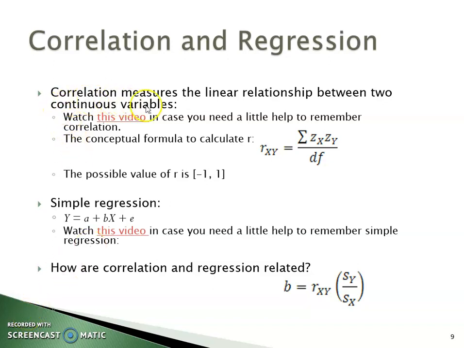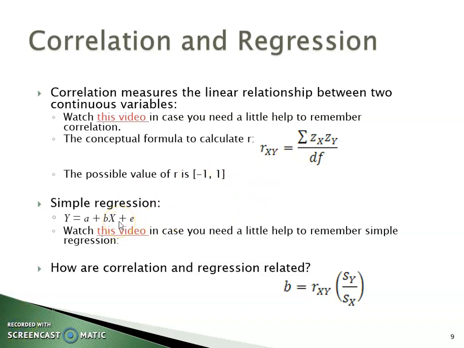We use correlation to measure a linear relationship between two continuous variables. And the conceptual formula is given here. This is just to show you that when you calculate correlation, you actually have to standardize the two variables first. After the standardization, both variables have a mean of 0 and a standard deviation of 1.